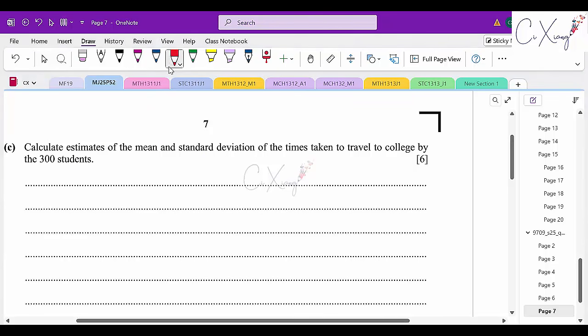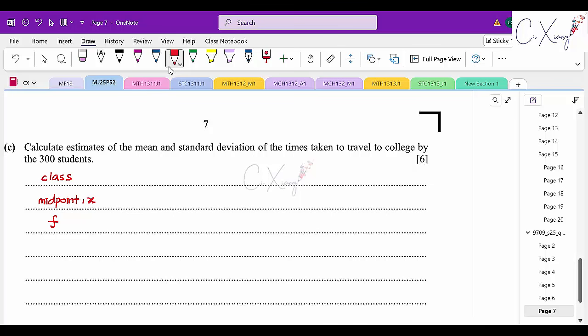Right, so first of all, we need to have the class first. We need to have the frequency. After the class, we might need to have the midpoint. The midpoint will be our x later. And then after that, we're having the frequency, which is the f. Okay, so this is the value that I want to calculate now, and I want to get it from the cumulative frequency table that is provided in part A.